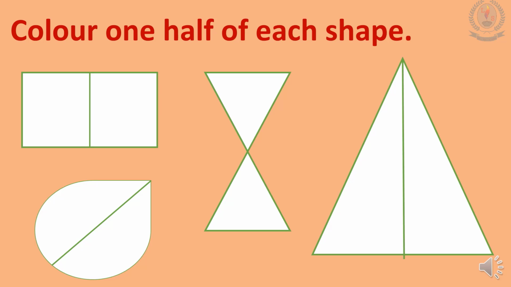Here also, what you have to do, color one half of each shape. You can see 4 shapes here. You all have to select the half of each shape. Then you have to identify what halves are.